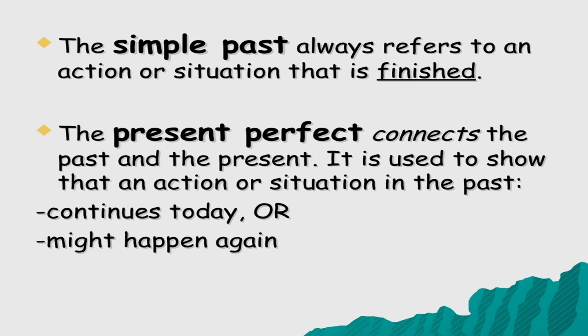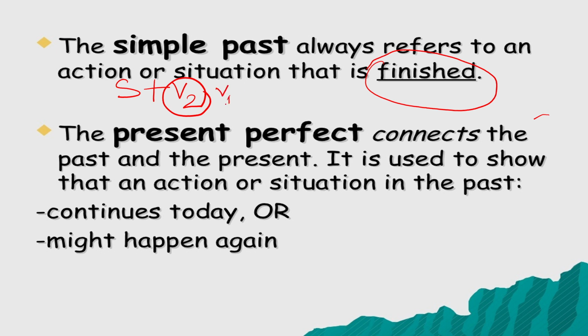Now let's start with the definition. Simple past always refers to an action or situation that is finished. Please remember this word. If we have to refer to any action that is finished, over or done, then we use past simple, or simple past. Again, what is the structure of past simple? We use the second form of the action verb. This one is the most important. Which form of the verb do we use? We use the second form of the action verb.